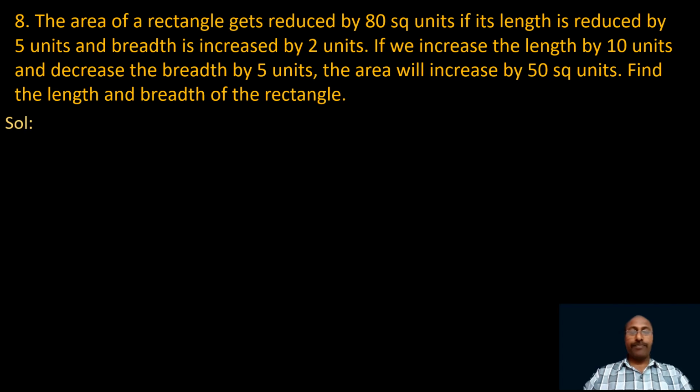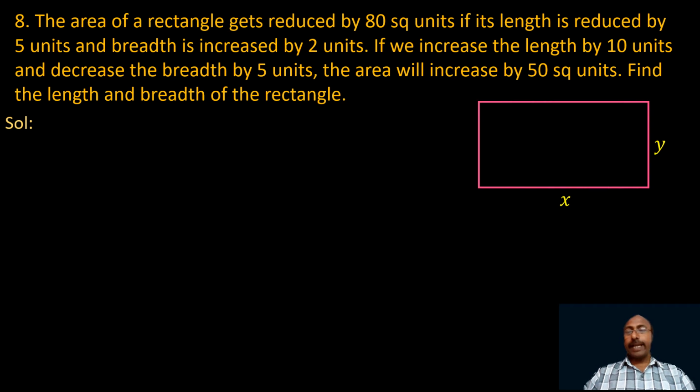That's the question. So in this problem it is given that if the length is reduced by 5 units and breadth is increased by 2 units, the area of a rectangle is reduced by 80 square units. And also given that if the length is increased by 10 units and breadth decreased by 5 units, then its area will increase by 50 square units. And using these two hints, we have to find its length and breadth. Okay, students.